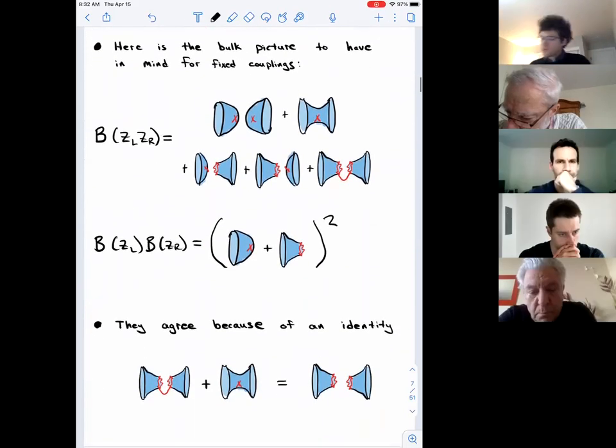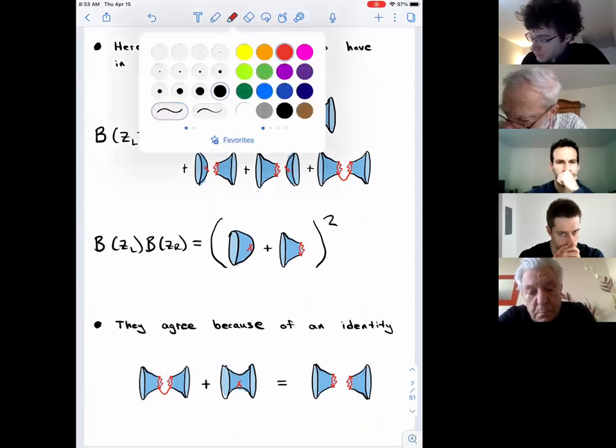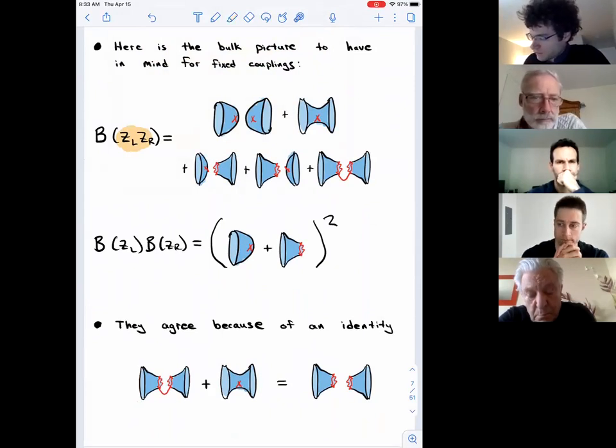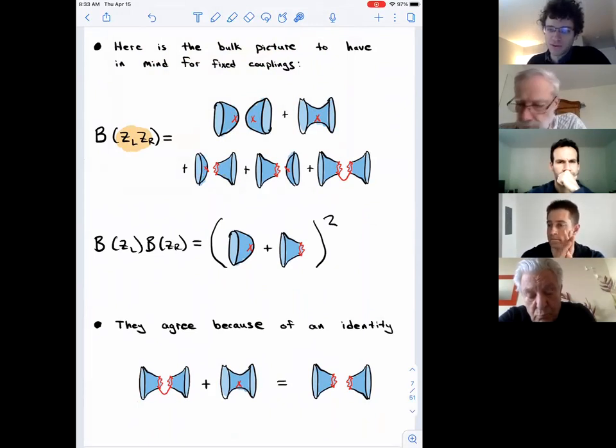Okay, so this is the picture that you might want to have in mind for the bulk theory. So let's imagine that we're computing B of Z left, Z right. Then we can have the following contributions. We can have two disks like we drew before. We can have a wormhole. We can also have contributions where we have a disk and then half a wormhole. These half wormholes are the new thing.